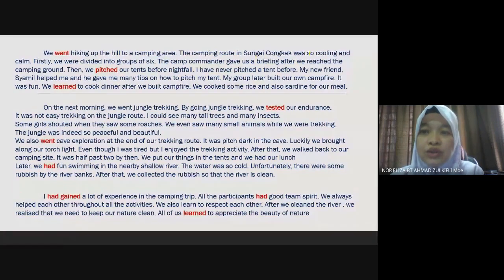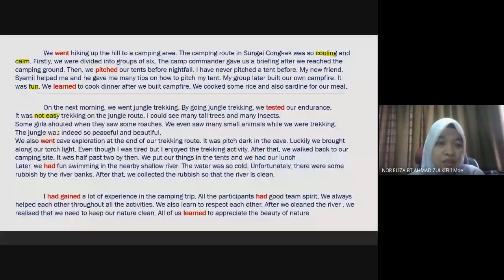It was cooling. This is an adjective, cooling and calm. And then you look at this. Cook dinner, we had sardine. It was fun. The word fun here tells you about how you feel. And then we tested our endurance. It was not easy. The words not easy are here. And then you can see many tall trees and many insects. Now these ideas come from you.